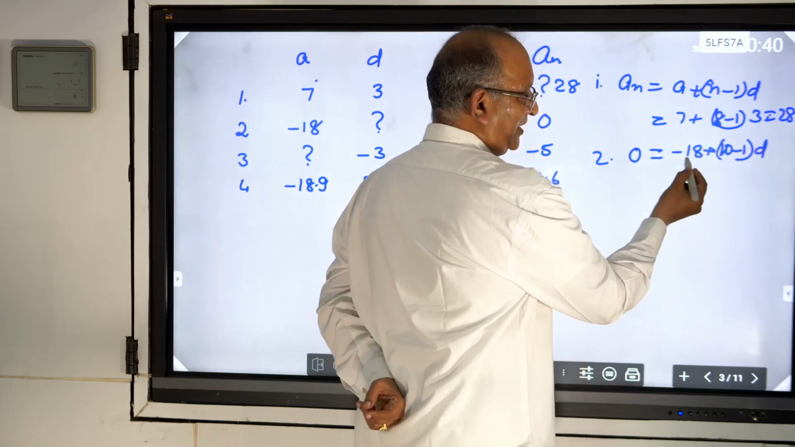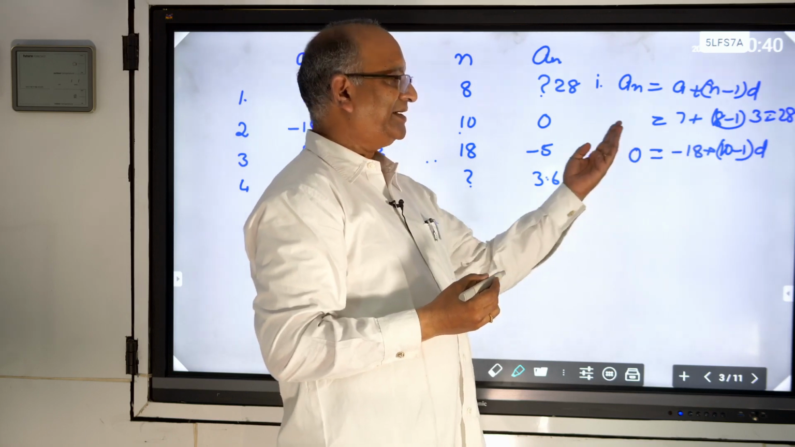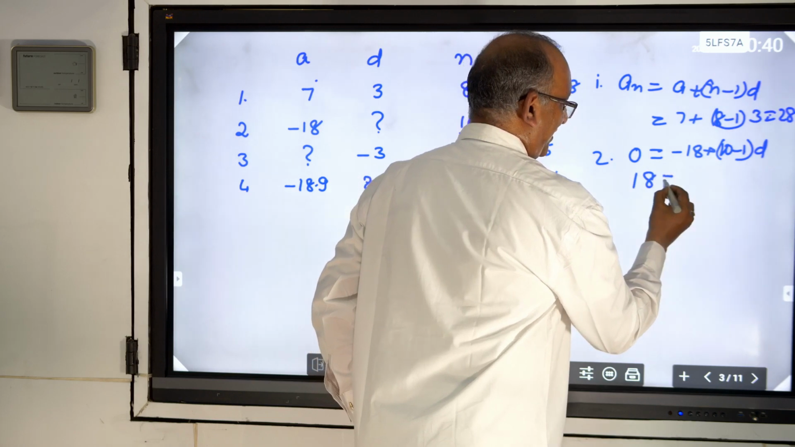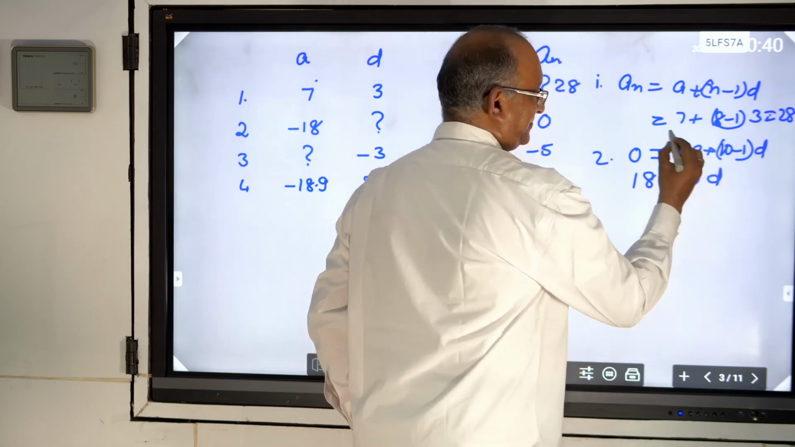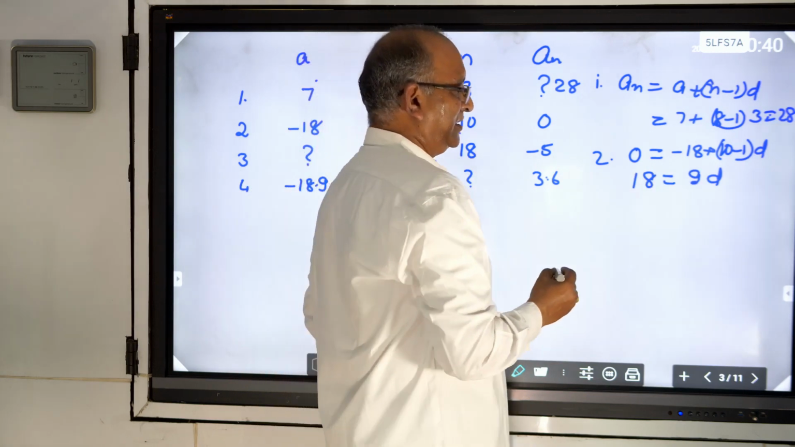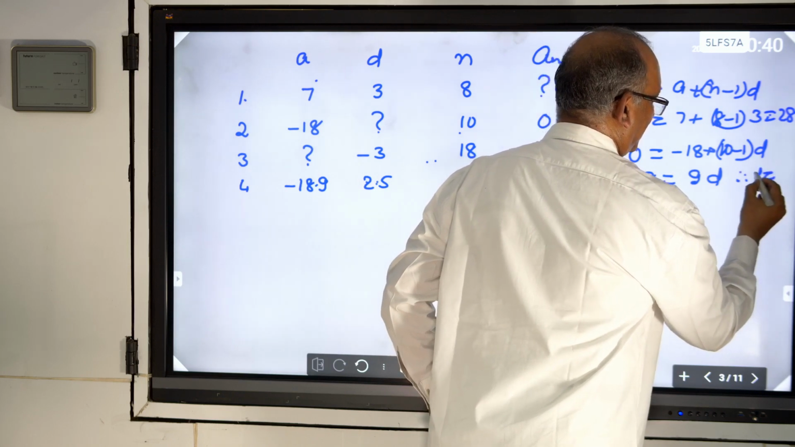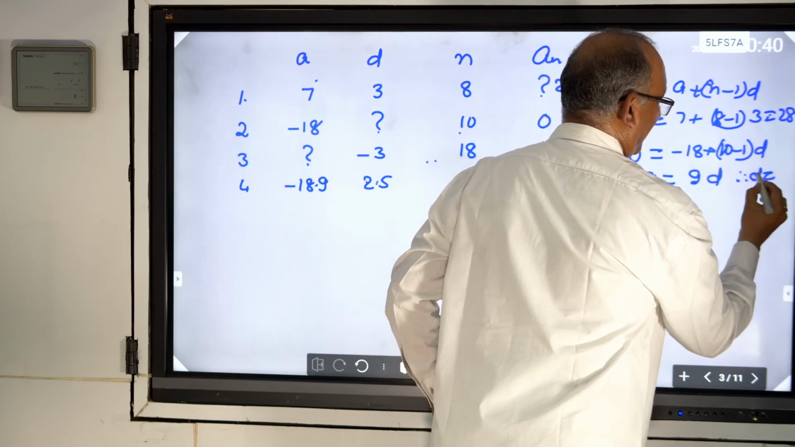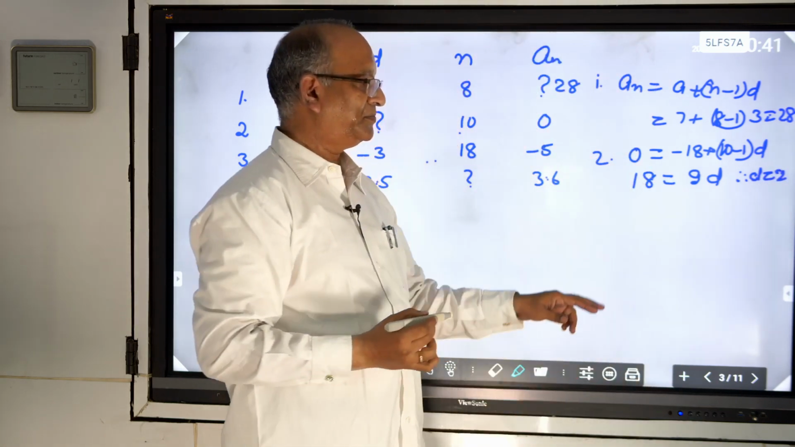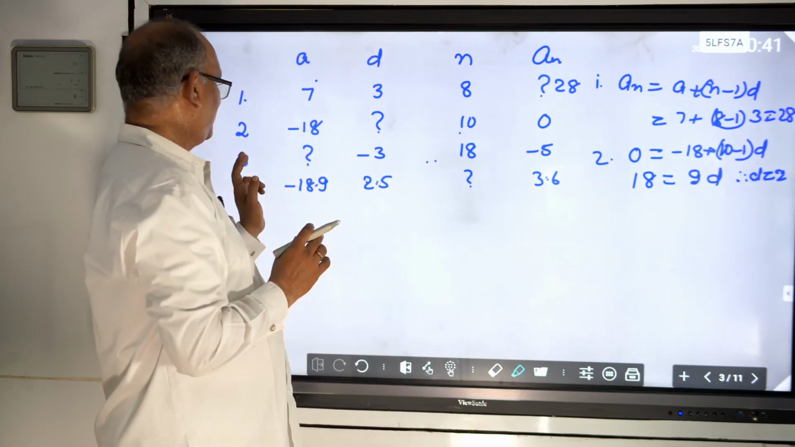So first, in order to solve this equation, what do we do? We get minus 18 to the left side. So it will become plus 18 equal to 9d. And in order to know d, divide both sides by 9. You are going to get d equal to 2. D equal to 2 because 9 2s are 18. Take up the third one.